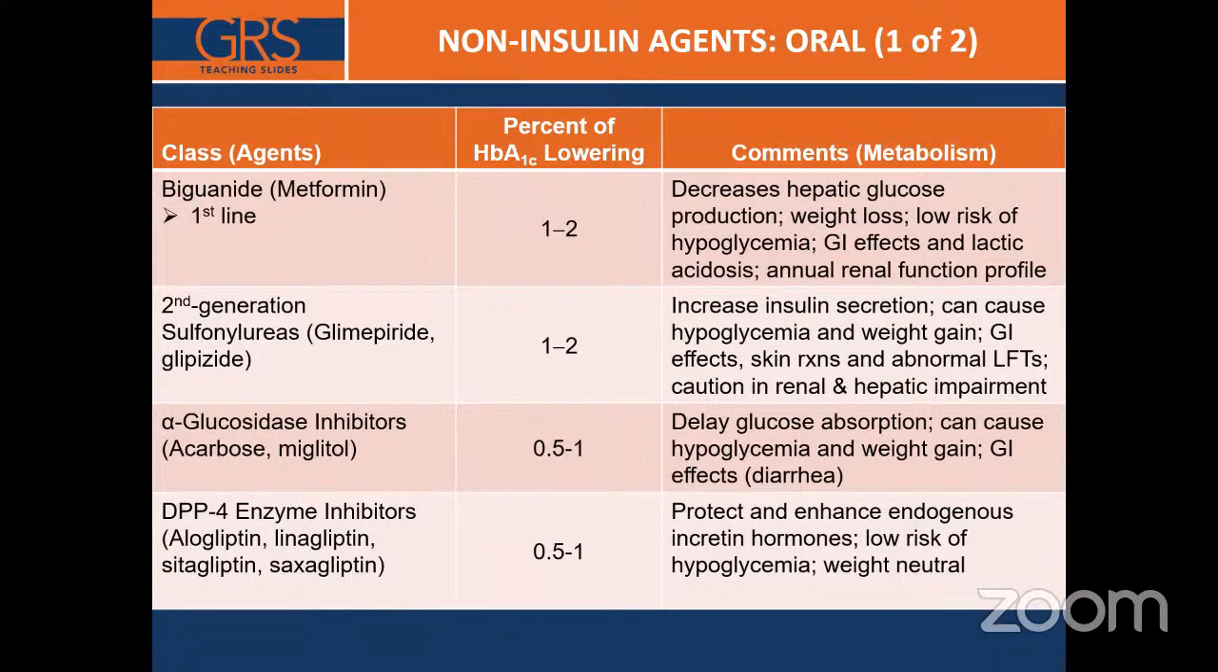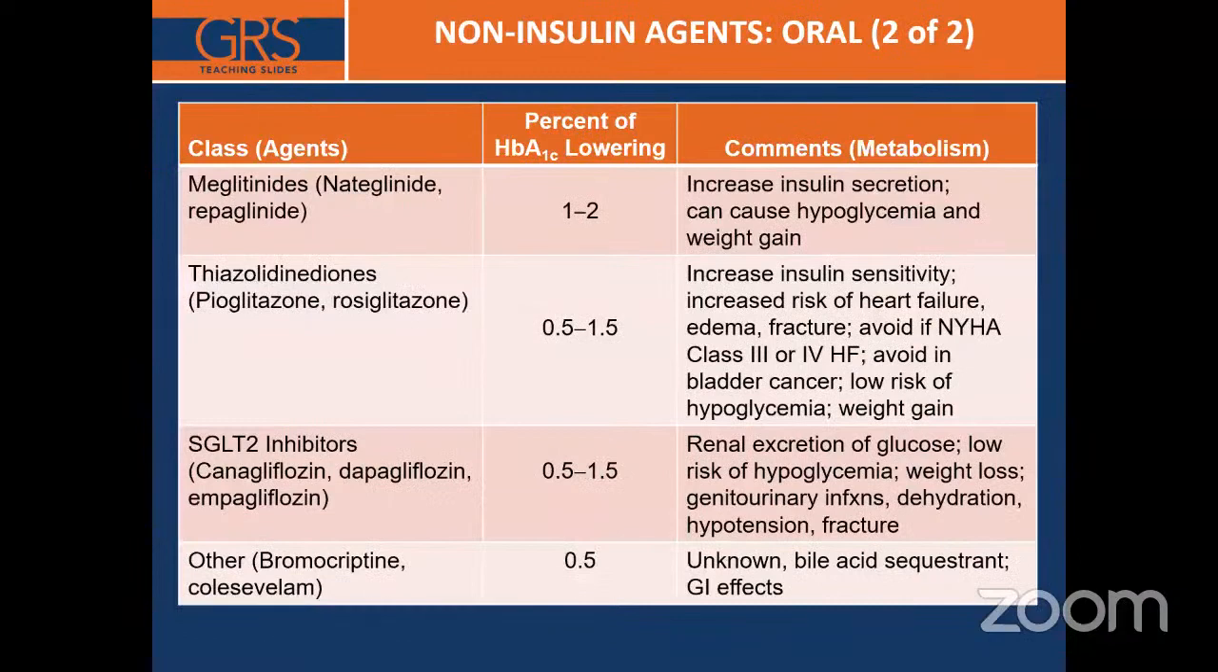Another class is alpha-glucosidase inhibitors. They delay glucose absorption, and their common side effects are GI effects like diarrhea. We have another class, DPP-4 enzyme inhibitors like the gliptins. They protect and enhance the endogenous incretin hormones. They have a low risk of hypoglycemia, and they are weight neutral. Moving on, we have meglitinides, which increase insulin secretion, and they can also cause hypoglycemia and weight gain.